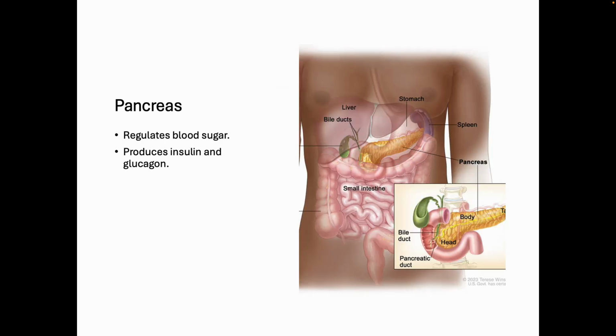Your pancreas is a really weird looking organ. It regulates blood sugar, produces insulin, and glucagon. And here's a picture of that bad boy. Hiding behind some things, right?